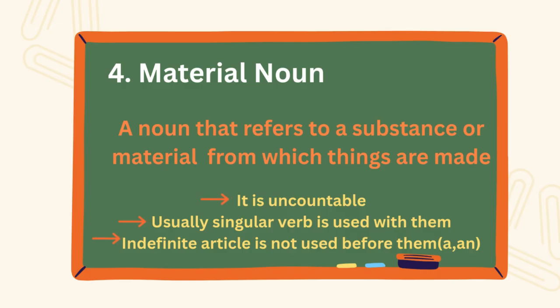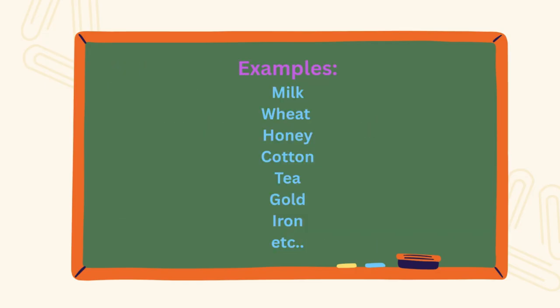Number 4. Material noun. A noun that refers to a substance or material from which things are made. It is uncountable. Usually a singular verb is used with them. Indefinite article is not used before them. Examples: milk, wheat, honey, cotton, tea, gold, iron, etc.